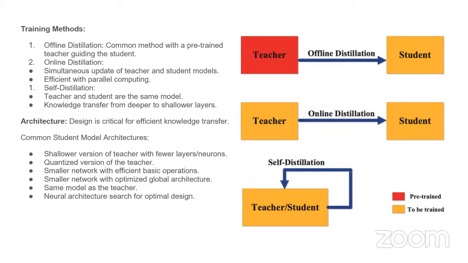Then there is architecture. Design is critical for efficient knowledge transfer. Common student model architectures include shallower versions of the teacher with fewer layers, or fewer neurons. Then there is a quantized version of the teacher. Then there are smaller networks with efficient basic operations. Then there are smaller networks with optimized global architecture. Then there is the same model as the teacher. Then there is neural architecture search for optimal design.